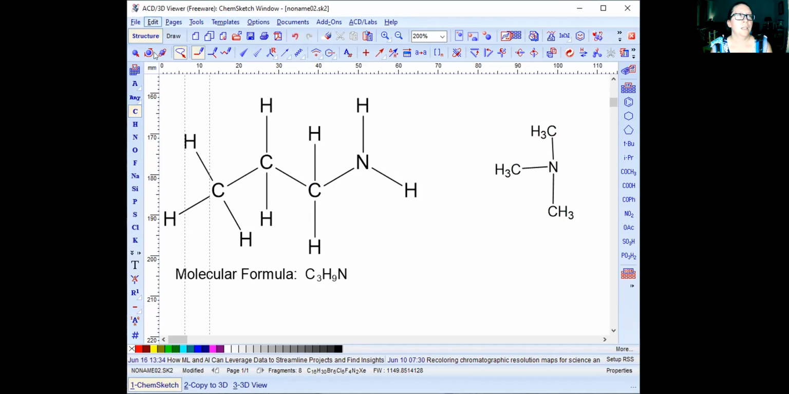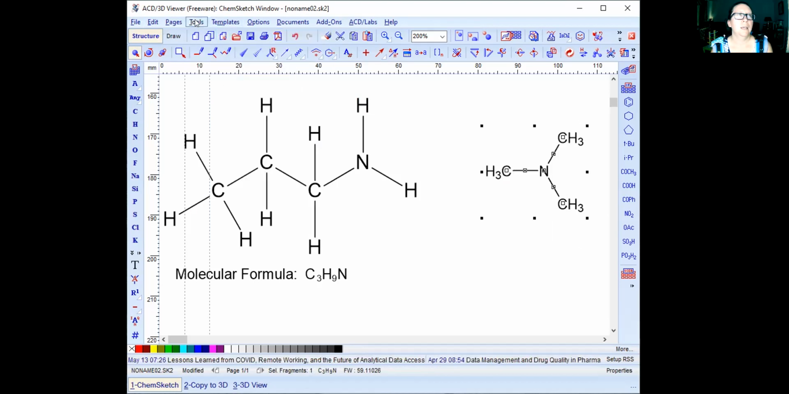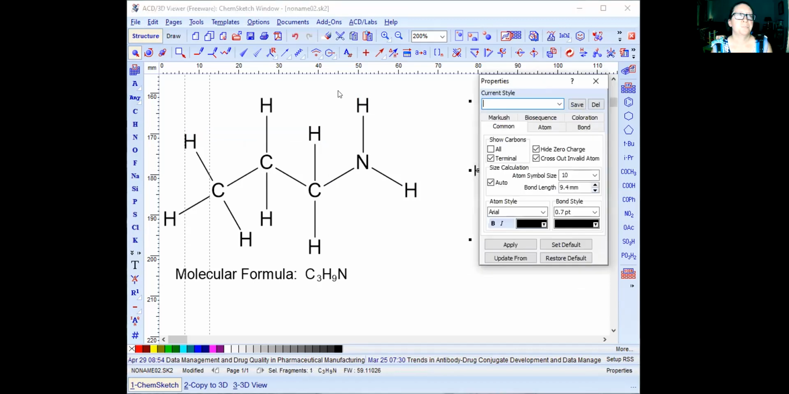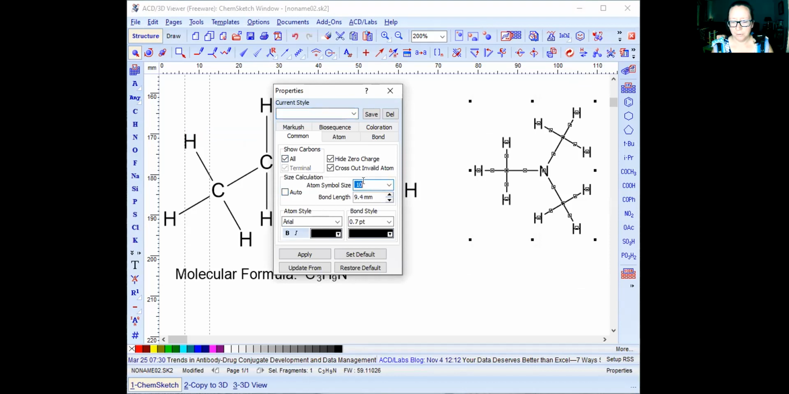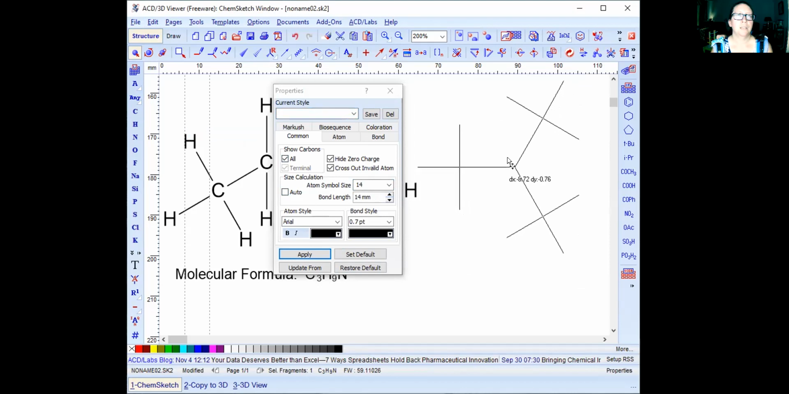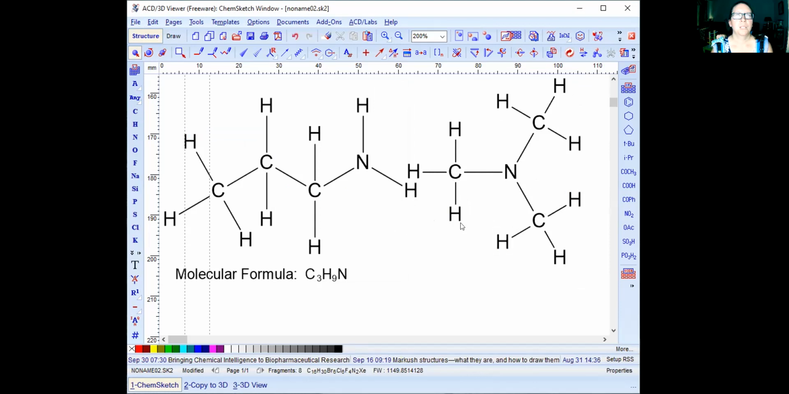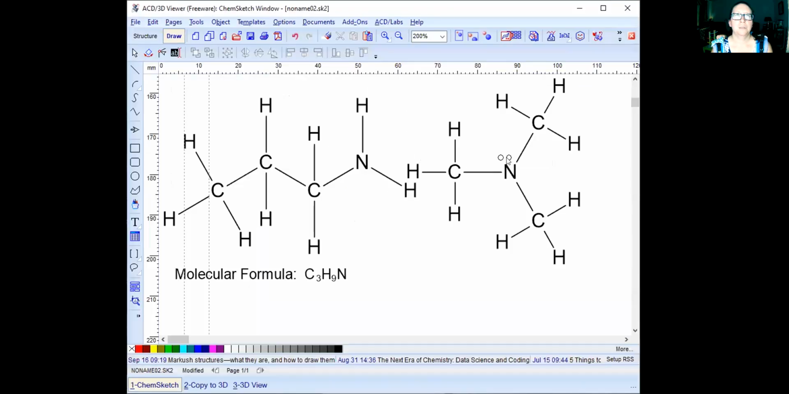So let me do the same thing. Let me clean this molecule, show the hydrogens, show the carbons, and make the bonds all the same length. Okay, so now we have this molecule here. The other thing that I'm not showing is the lone pair on the nitrogen.